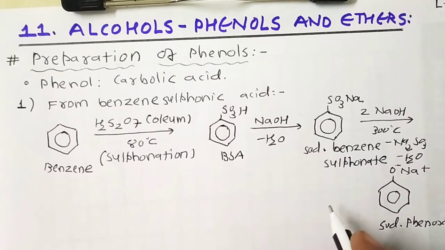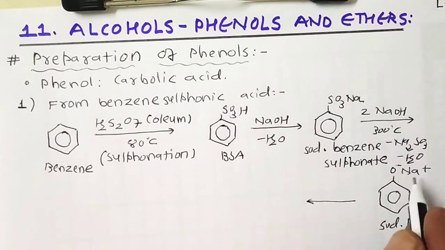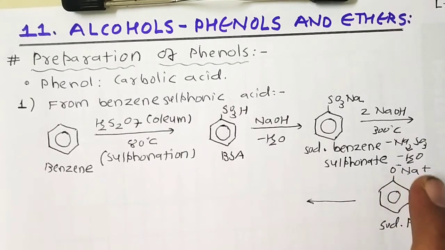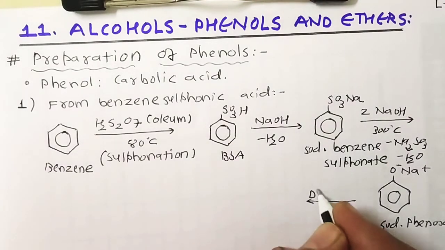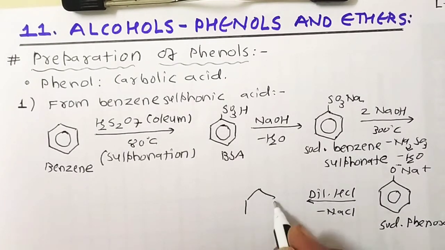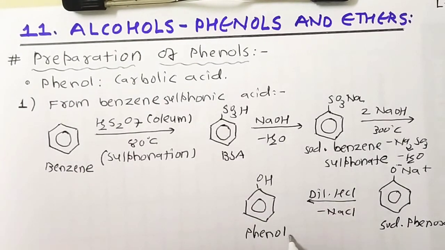And this sodium phenoxide is the salt of phenol, with OH and Na, so this salt is basic in nature. We neutralize it with dilute hydrochloric acid, with removal of salt, and we get the product phenol. So this is one of the methods to form phenol from benzene.